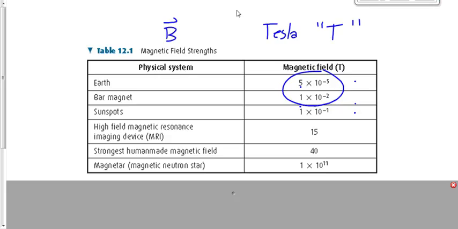So don't panic about the exact numbers, but remember that more or less, we're usually talking about 10 to the minus something for magnetic fields, but not 10 to the minus something really, really big. You know, not 10 to the minus 12. 10 to the minus 2, 10 to the minus 3, 10 to the minus 5, somewhere in that range usually would be our answer for magnetic field strength.